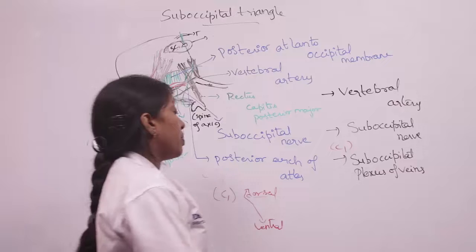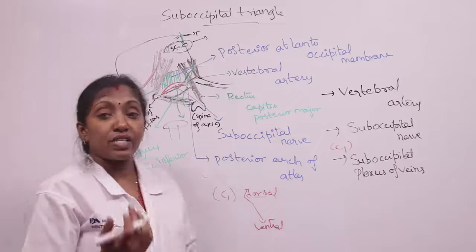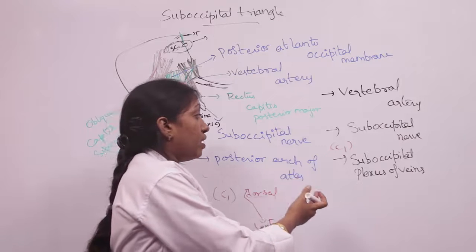And coming to the suboccipital plexus of veins, the suboccipital plexus of veins are formed by the veins from the transverse sinus and veins from the occipital plexus, veins from the occipital veins.